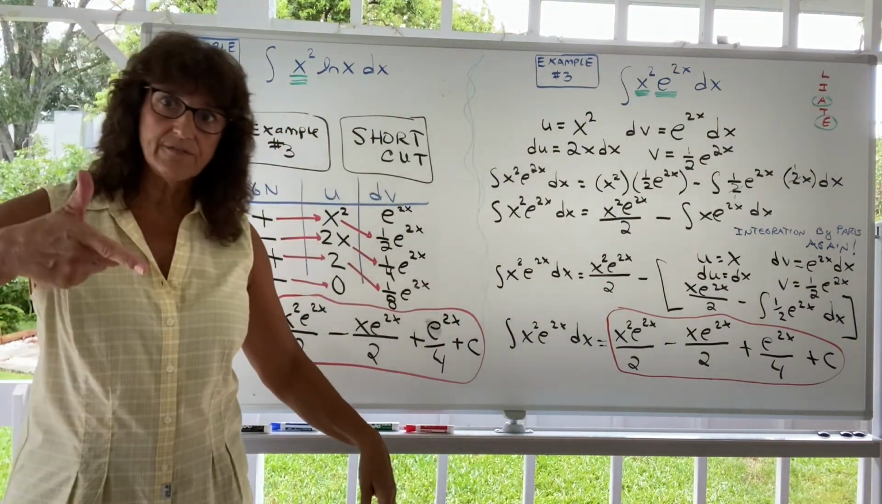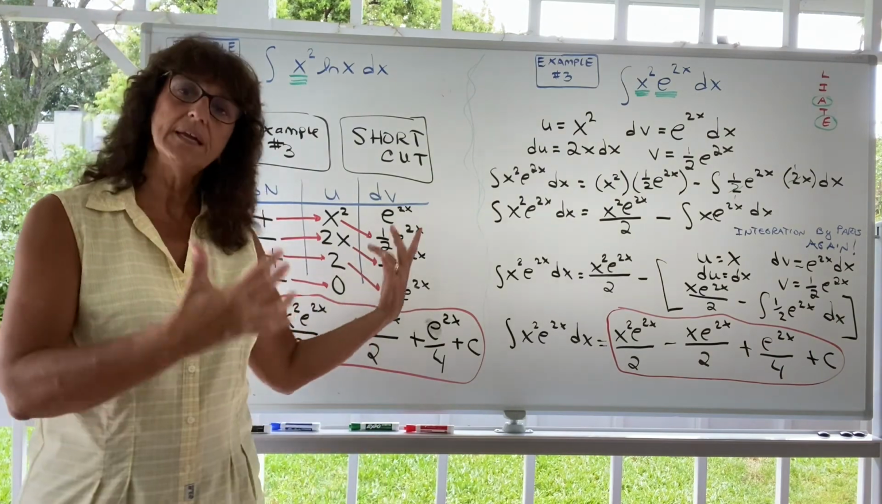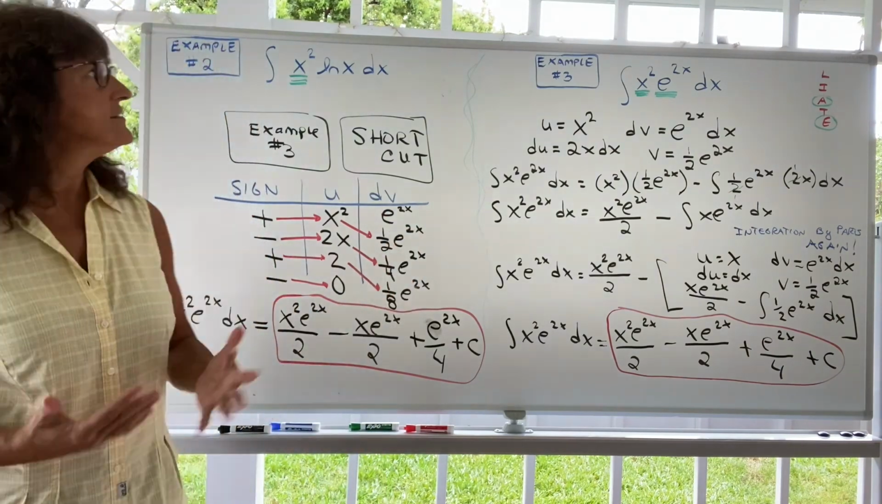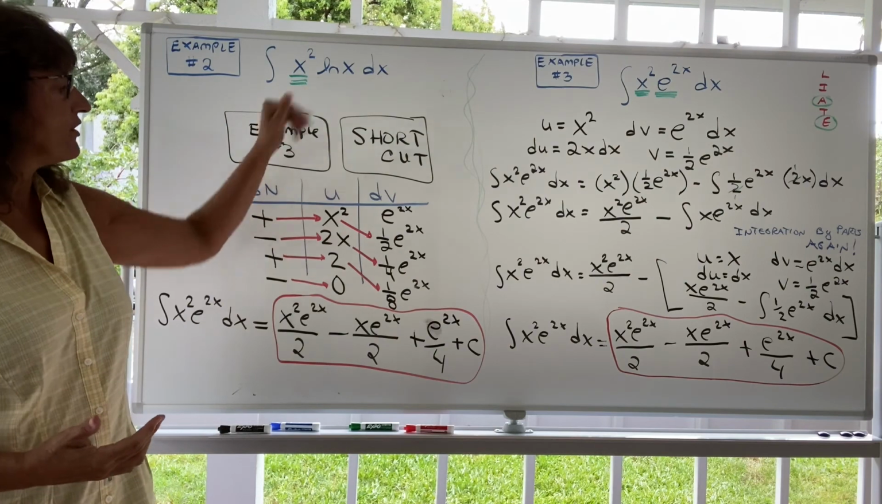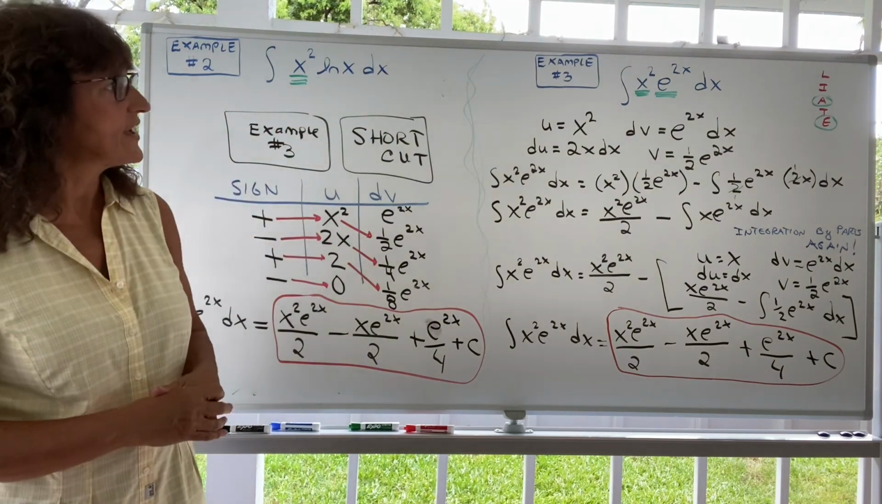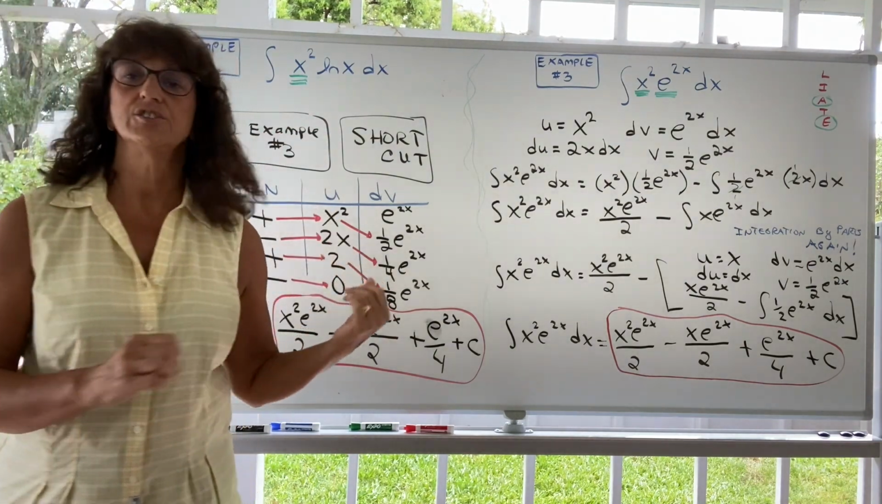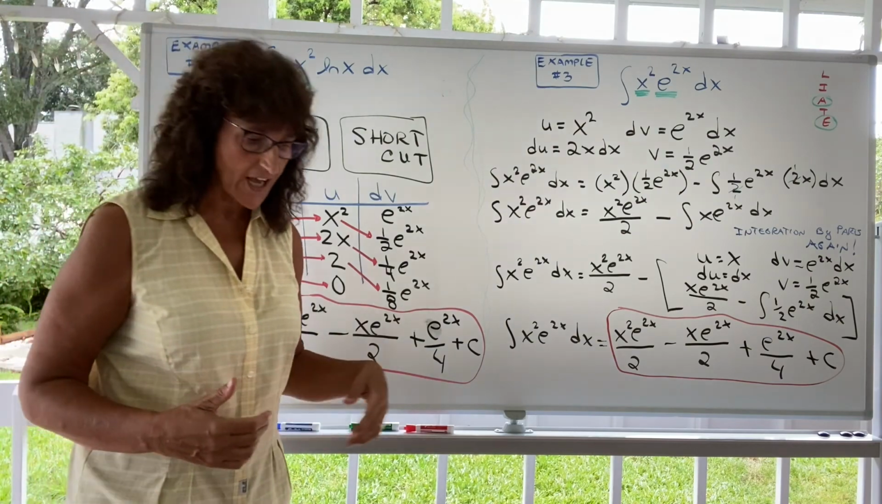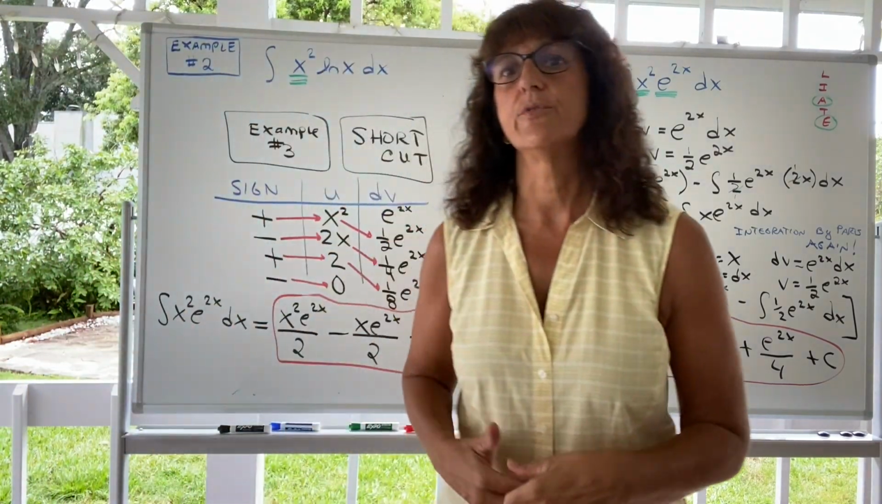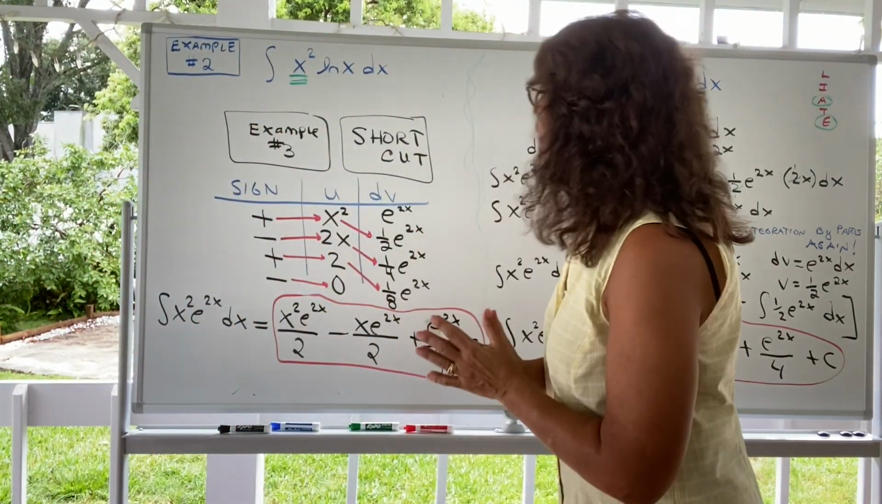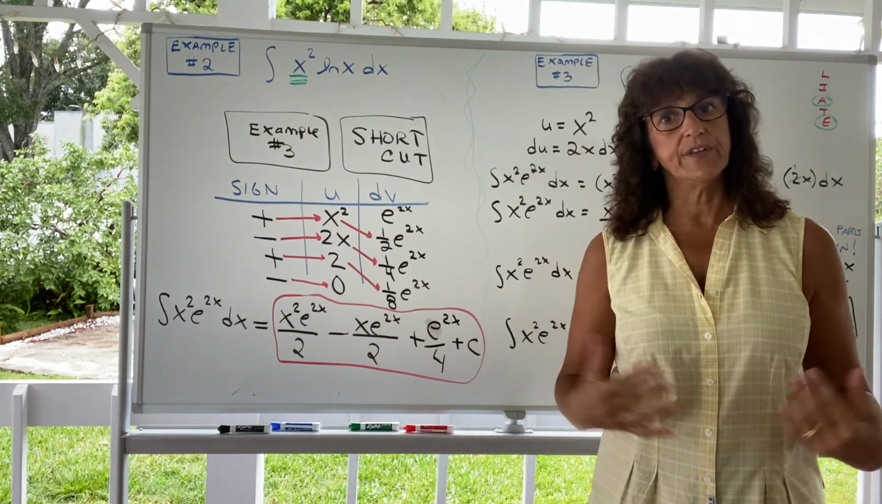All right, the disadvantage of the tabular method is, for me, it doesn't work on the types of functions that have u as a logarithm. So it doesn't work every single time, but works beautifully when u is an algebraic whose derivative converges to 0, okay? So I hope this helps you get started with integration by parts.